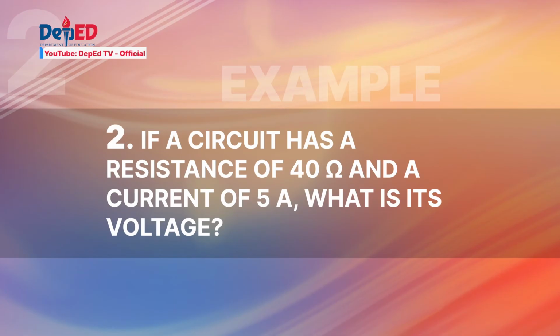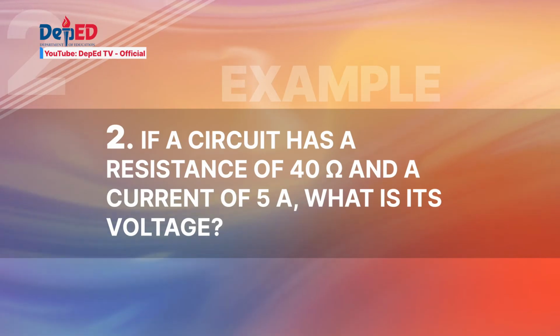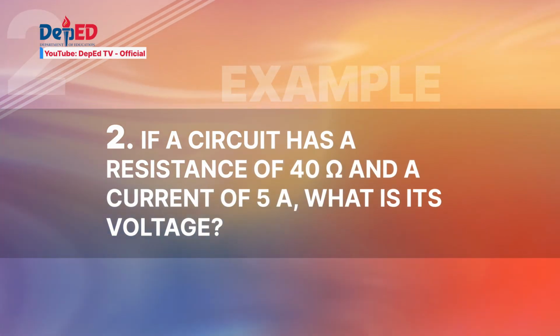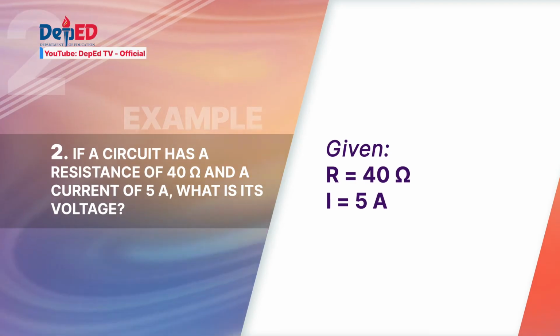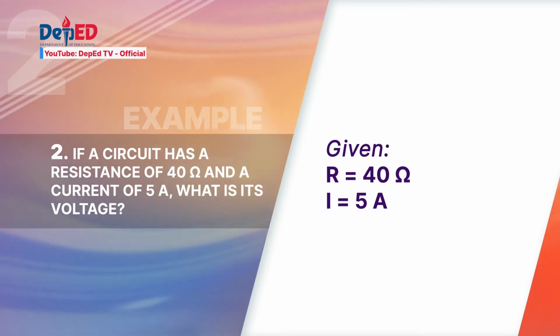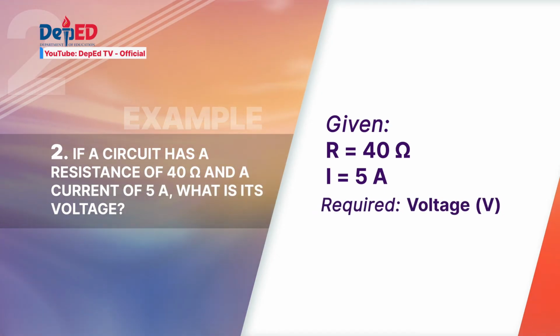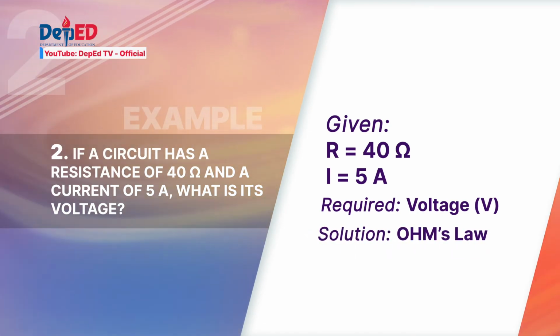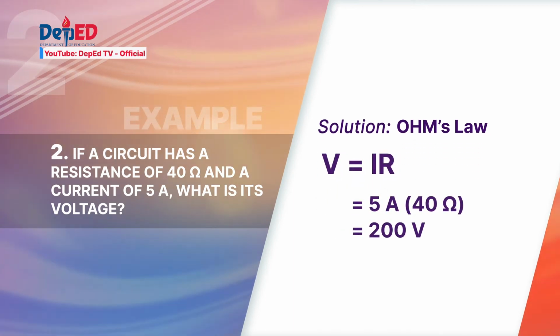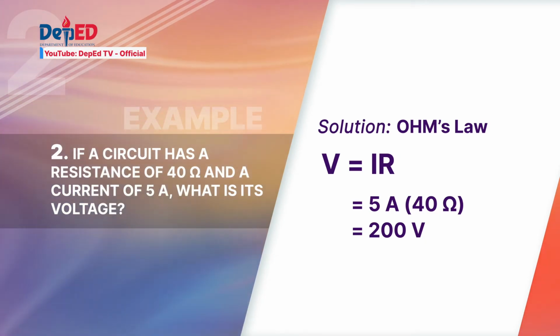Example number 2. If a circuit has a resistance of 40 ohms and a current of 5 amperes, what is its voltage? For the given, R is equal to 40 ohms and I is equal to 5 amperes. Required: voltage. For the solution, we have to use Ohm's law. V equals I multiplied by R, and that will bring us down to 5 amperes multiplied by 40 ohms. That will give us 200 volts.